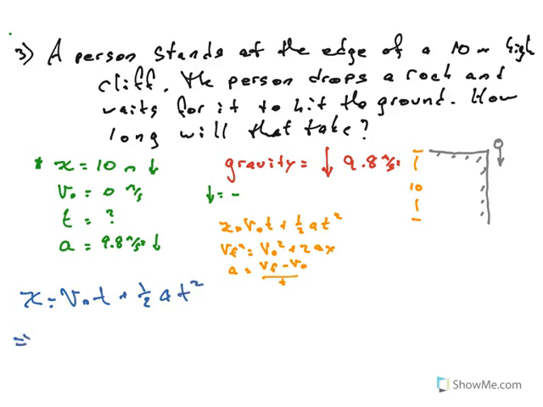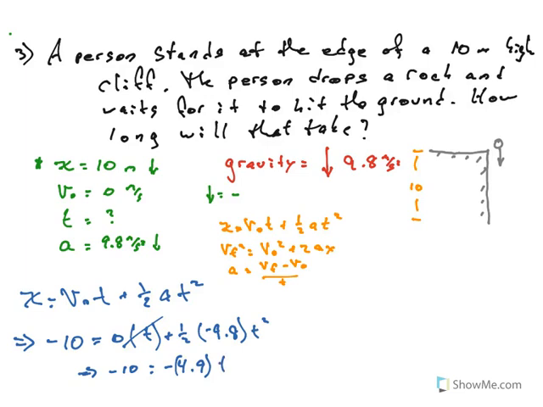Plugging my numbers in. X, downwards 10, so negative 10 equals V naught, that's 0, times T. I'm looking for T. Plus 1/2 A, that's downwards 9.8, so negative 9.8 T squared. And now I want to solve this for T. Well, 0 times T, of course, is just 0. So what do I have? I have negative 10 equals 1/2 times negative 9.8, which is negative 4.9, T squared.